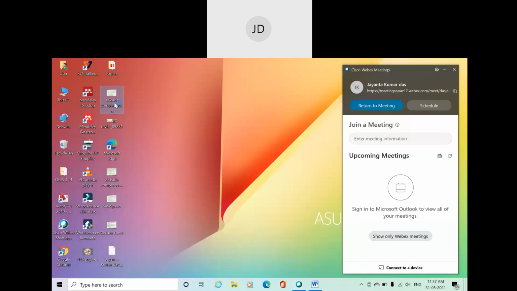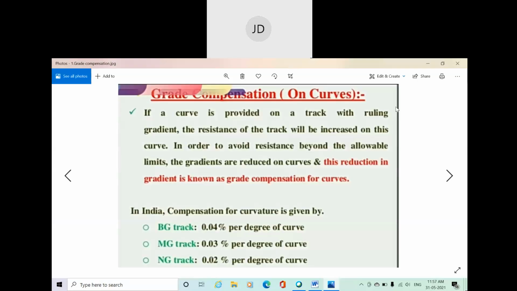I'll show you one thing. You can see here. So what is basically grade compensation? If a curve is provided on a track with a ruling gradient, or any gradient, the resistance of the track will be increased on this curve. So in order to avoid resistance beyond the allowable limit, the gradients are reduced on curves, and this reduction in gradient is known as grade compensation for curve.